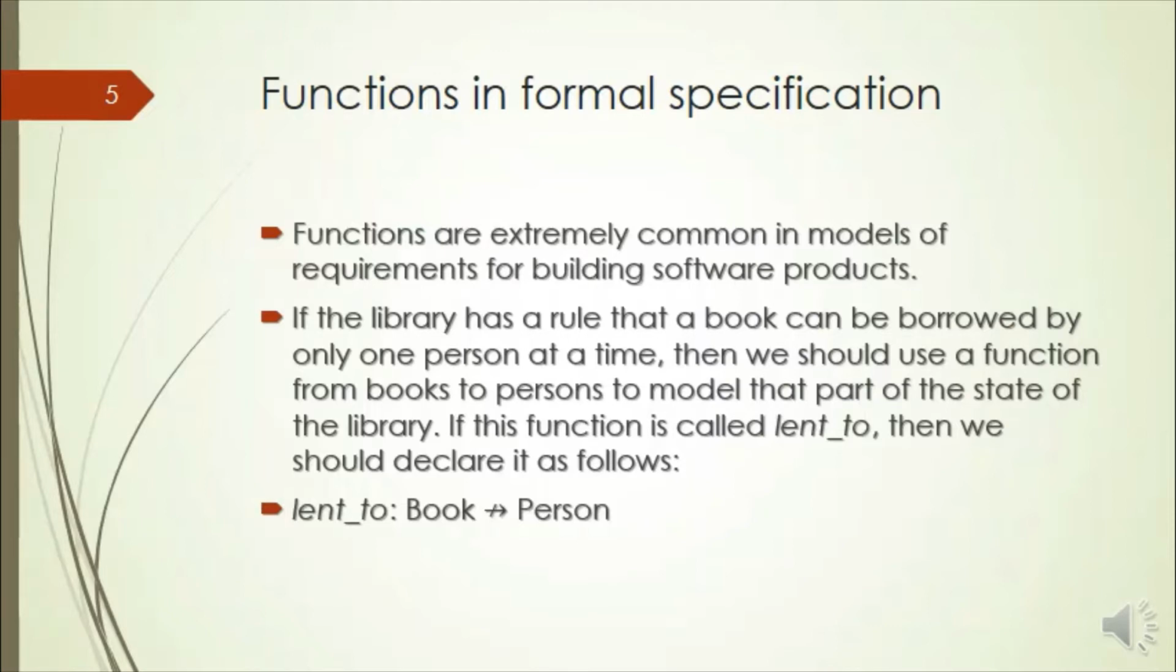If the library has a rule that a book can be borrowed by one person at a time, then we should use a function from books to persons to model that part of the state of the library. If this function is called lent to, then we should declare it as follows. And you know that we need to declare variables on types. Therefore, this is basically a function data type, and we can declare the variable lent to on this function data type. And this is basically the set of all possible functions from book to person.